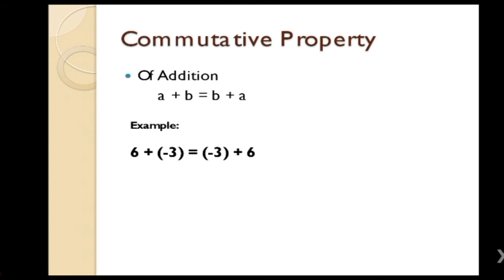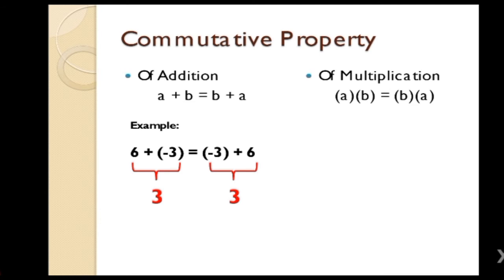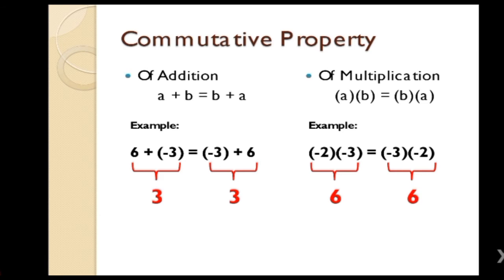So, commutative property means change in order will not affect the value of the given expression. So, kahit pagpalitin natin yung dalawang yan, yung order nila, still, the answer will be 3. Hindi naapektuhan yung value ng given expression. So, ganun din kapag commutative property under multiplication. So, if we have A times B, it is equal to B times A. So, for example, meron tayong -2 times -3, equal lang din siya sa -3 times -2. Both of them is equal to 6.